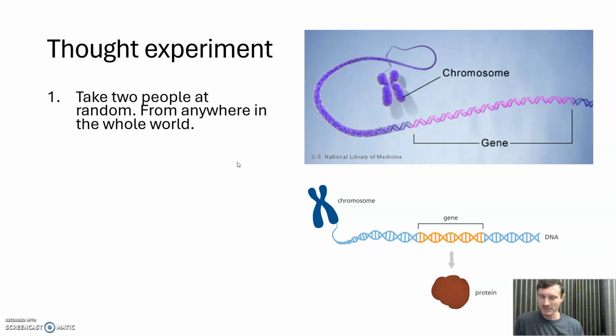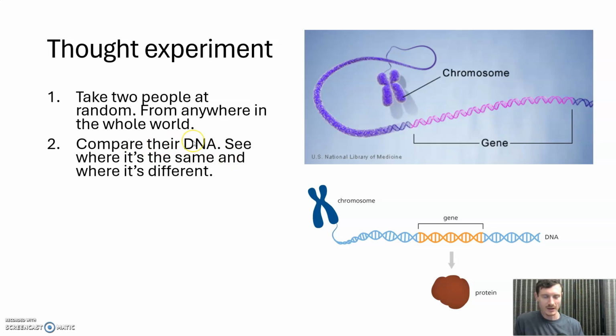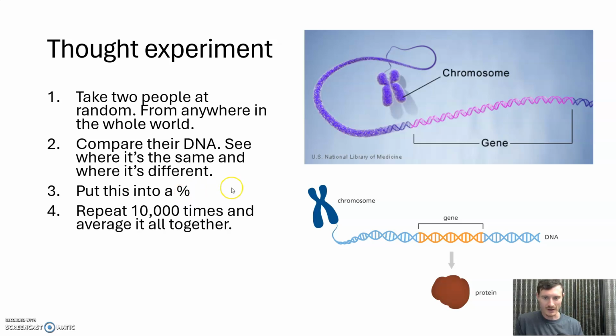So we take two people at random from anywhere in the entire world, right? Could be North America, South America, Europe, Asia, Africa, wherever. You compare DNA of those people, just gene to gene, looking at where it's the same, where it's different. You put this into a percentage, right? 10% different, 50%, how different they are.